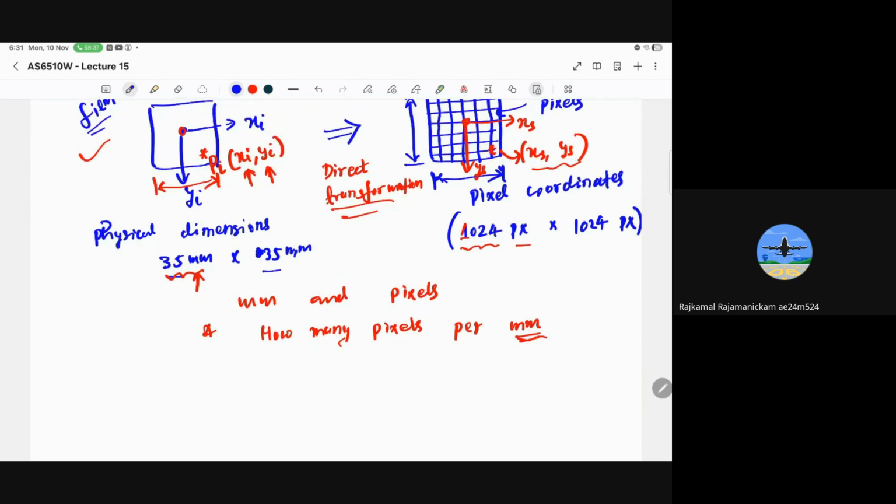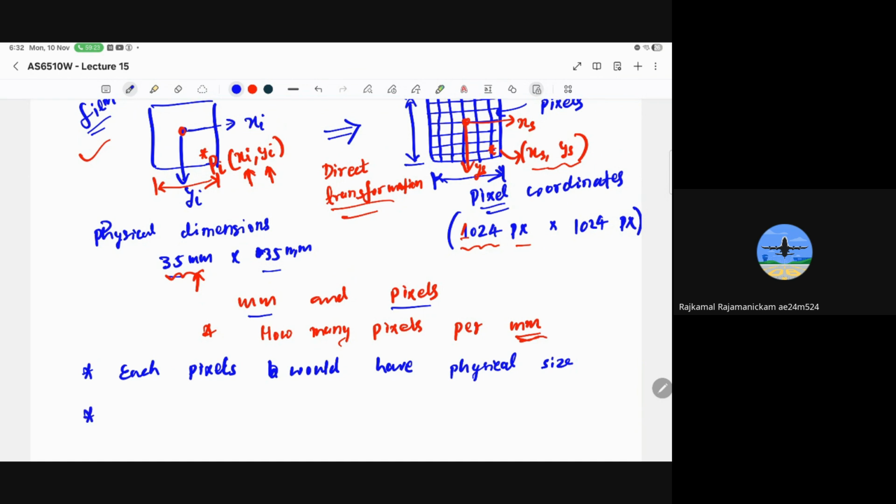But there is one thing we have to consider here. Each pixel, whatever pixels we have here, would have a physical size. You can say 1 micron or 10 micrometer size of a particular pixel. So every pixel in reality will have a size, and that comes from the relation between millimeters and pixels.